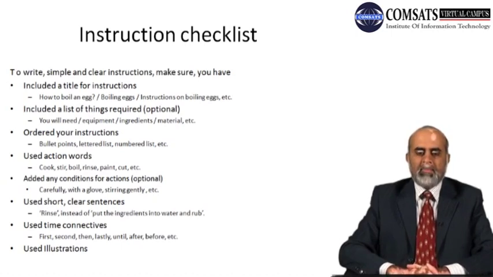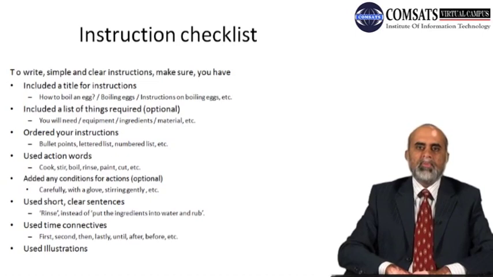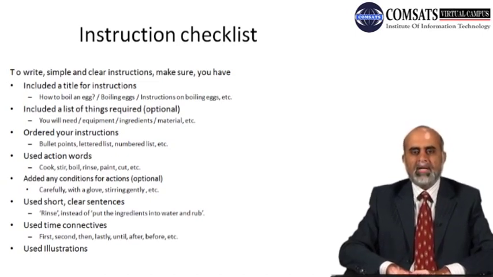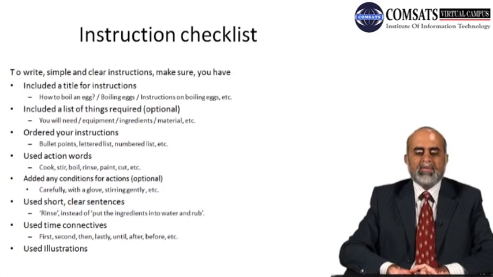Okay, then make sure that you have included a list of things required. But this is optional, as we learned earlier that for making a cup of tea, we need to know what things are required. But for tying a bow tie, probably it is quite obvious that we require a tie. And you can usually give a subtitle to this section, and this subtitle could be either the phrase "you will need," or the word equipment, or ingredients, or material, etc.